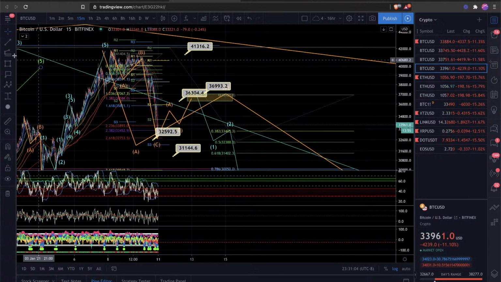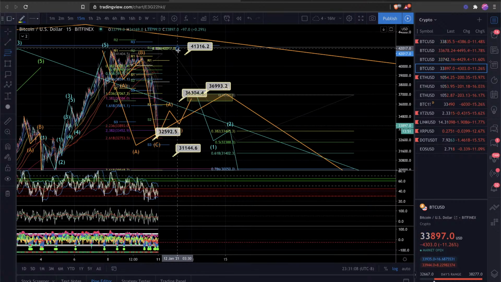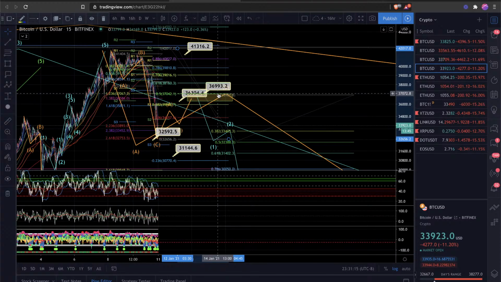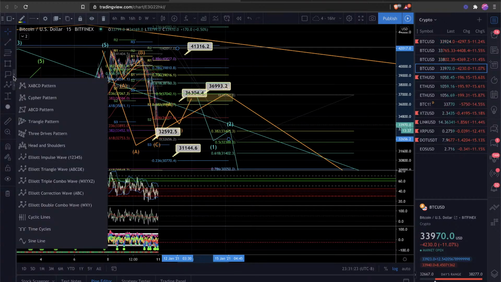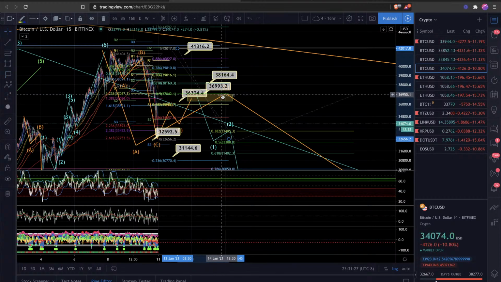Let me actually go ahead and do a quick fib retracement. Let's see where that puts us. That's right at the top of the 0.5, so we could potentially wick through to the 618. Maybe not even wick to it, but get up to the 618, which is at 38.1.